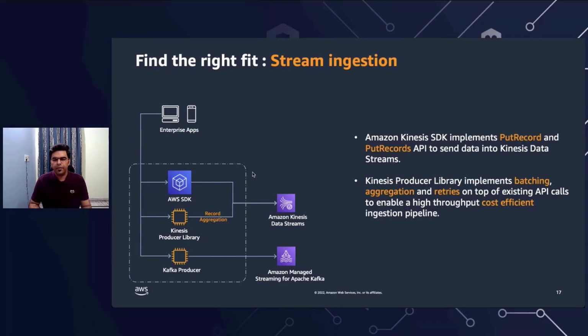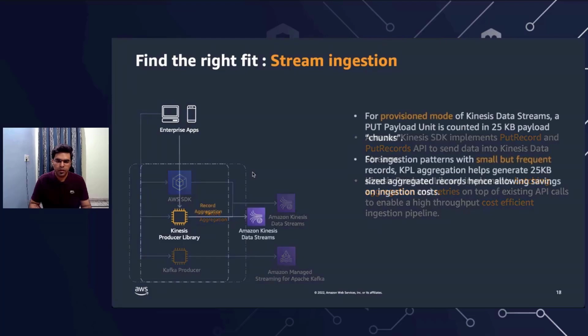But then a better and more robust way to send data from these applications would be via the Kinesis Producer Library, which implements batching, aggregation, and retries on top of these existing API calls. So you'll still be triggering a PutRecords API call onto your Kinesis data stream, but the Kinesis Producer Library does some batching and aggregation in advance to make the ingestion cost efficient for a high throughput ingestion pipeline.